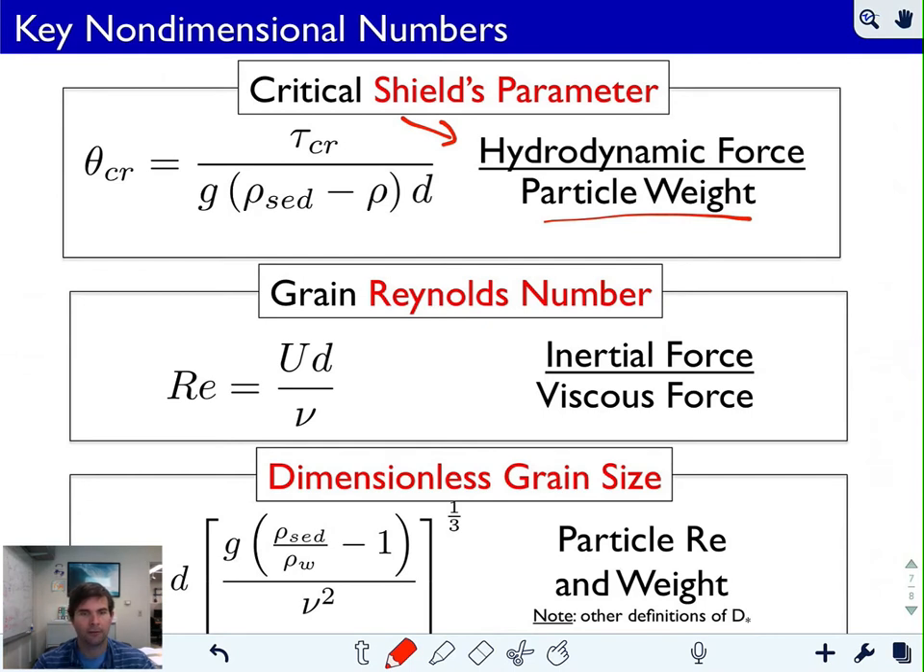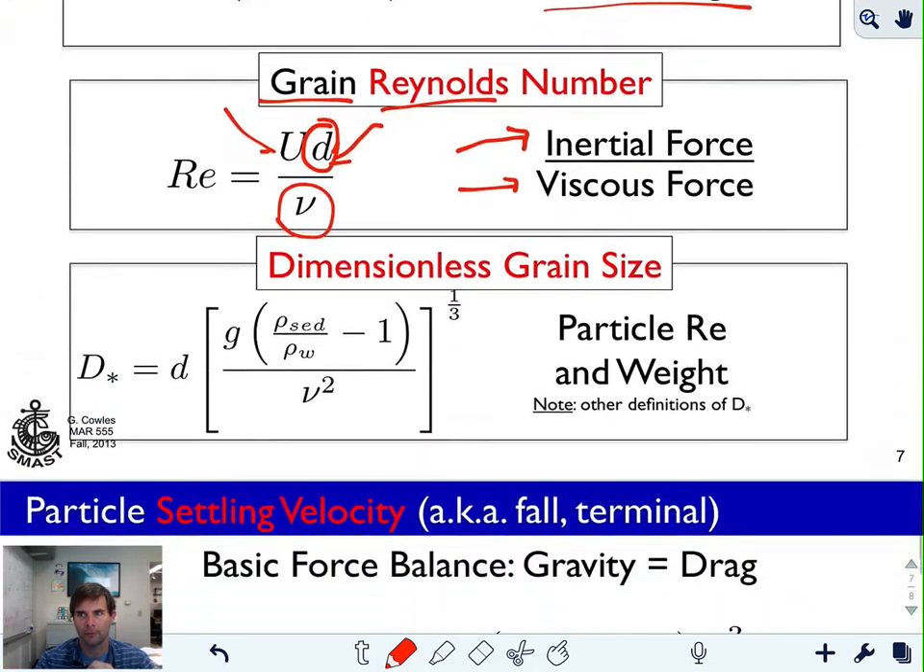The second one is a type of Reynolds number. We've spoken about Reynolds numbers before in the semester. This is a grain Reynolds number, and by grain it implies that the length scale in the Reynolds number is the grain diameter, d here. So you have a characteristic velocity, you have a grain diameter, and you have the kinematic viscosity of water, about 10 to the minus 6 meters squared per second. This is, again, as all Reynolds numbers are, a ratio of the inertial forces acting on this particle to the viscous forces acting on this particle. And this can influence, for example, the settling velocity.